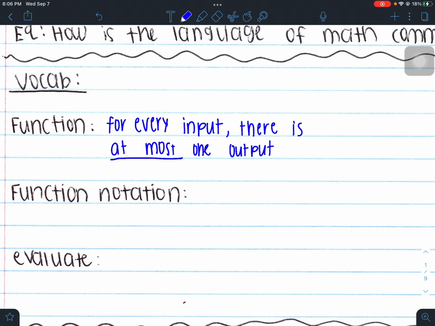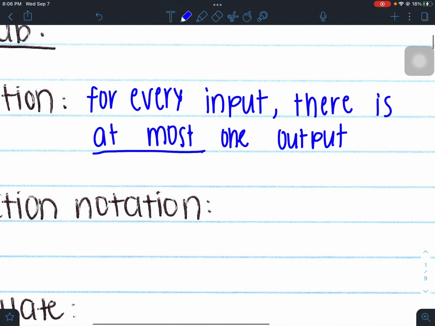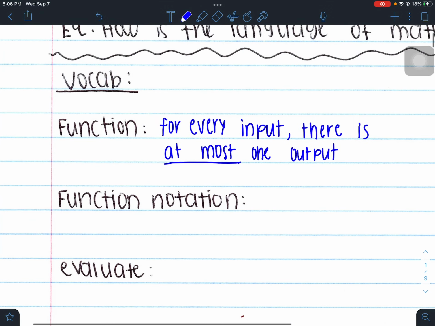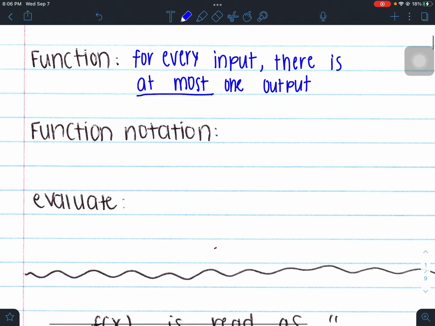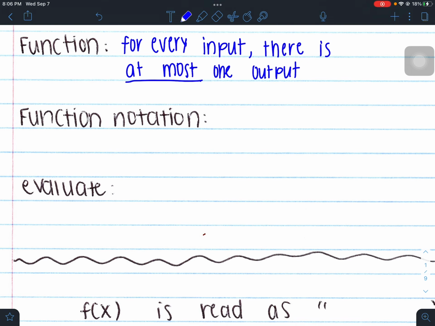So again, you're putting something into a function, that's the input, and the most you can get out is one output value. That's what at most means. So you cannot have two or three outputs, you can have at most one output. At most also technically specifies that you could have zero outputs, because at most means you just cannot have more than one. All right, and then we're going to talk about function notation a little bit.